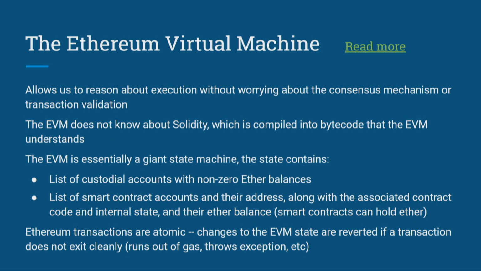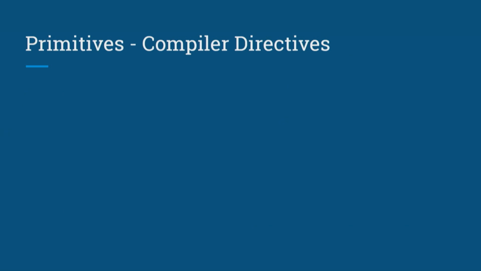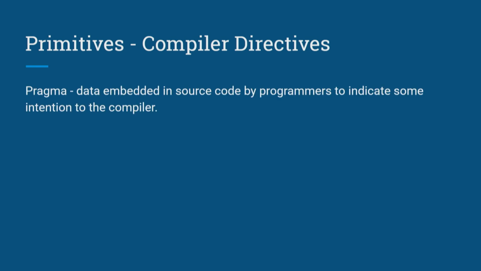And one last bit about the EVM is that each transaction is like an atomic unit. So if it gets interrupted, if it fails for whatever reason, if it throws an error, those changes get rolled back. That's pretty important with blockchain stuff.